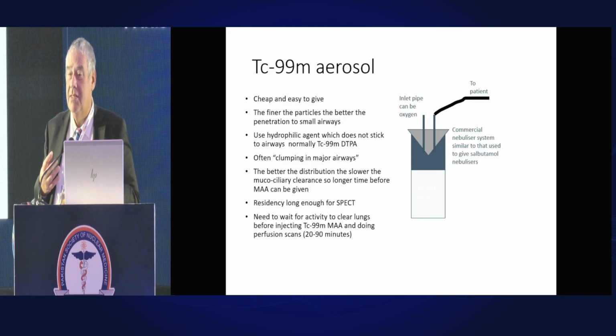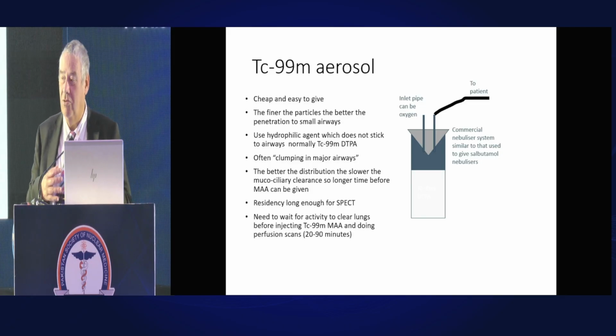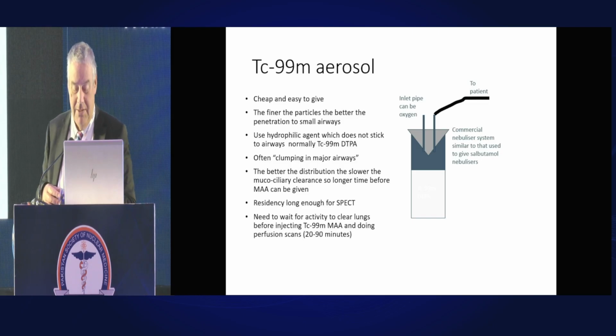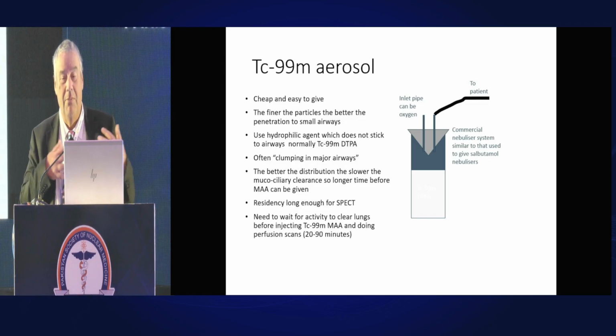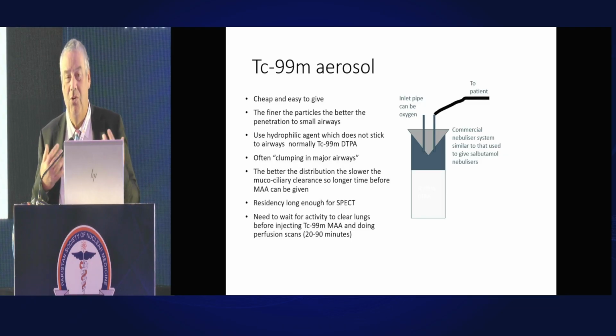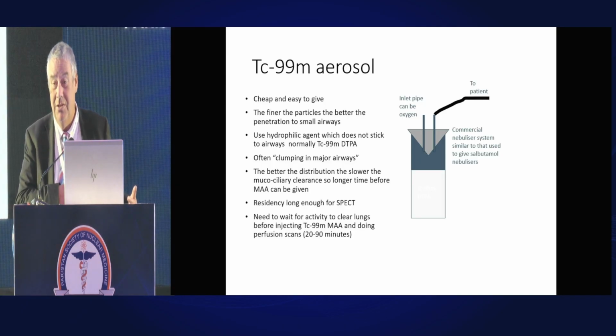There is some issue that in patients who have, for example, smokers or people who've got airways disease, you can get clumping in the major airways. But the residency tends to be about 20 to 25 minutes, which is long enough to get a reasonable SPECT study. The only problem is, of course, that we tend to have to do that before the perfusion, because we need to get that to clear before we can give the MAA. So you then end up doing a ventilation on every patient.